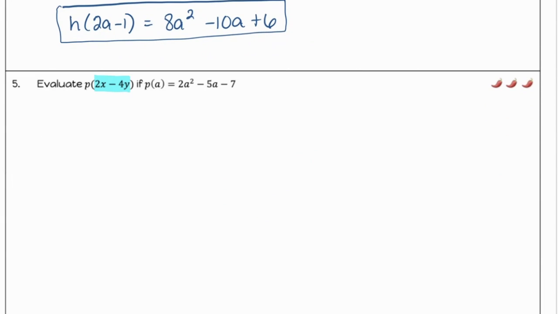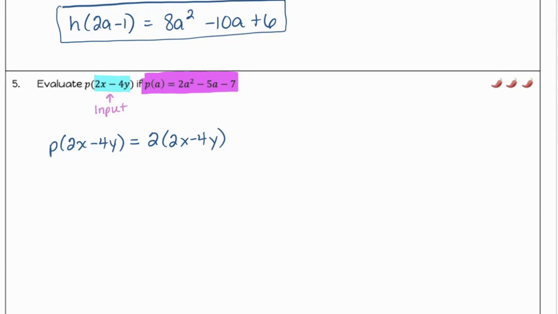Last one, evaluate p of 2x minus 4y. And they gave me, again, my original p function with its rule. So what we are doing is we're taking our new input and replacing the old input. So I have p of 2x minus 4y. It's the new input, and I'm going to replace all of my original inputs, which were a. Okay, so I substituted. At this point, I'm going to do my foiling. And at the same time, I'm going to knock out the distribution as well. So I'm going to try to do double work in one shot so I don't have to write too much.